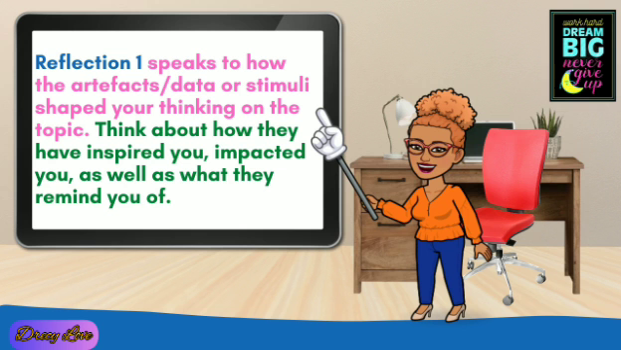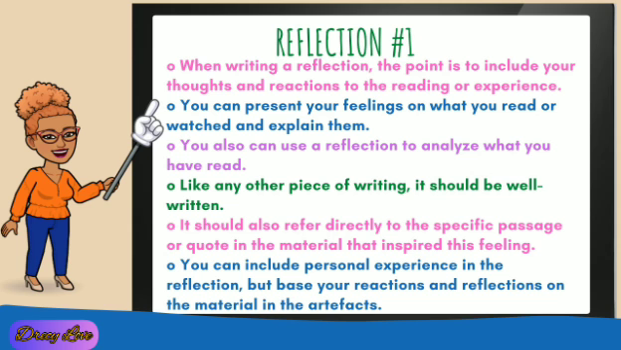Reflection Number 1 of the CSEC English SBA speaks to how the artifacts, data, or stimuli shaped your thinking on the topic. Think about how they have inspired you, impacted you, as well as what they remind you of. When writing a reflection, the point is to include your thoughts and reactions to the reading or experience. You can present your feelings on what you have read or watched and explain them. You can also use a reflection to analyze what you have read.